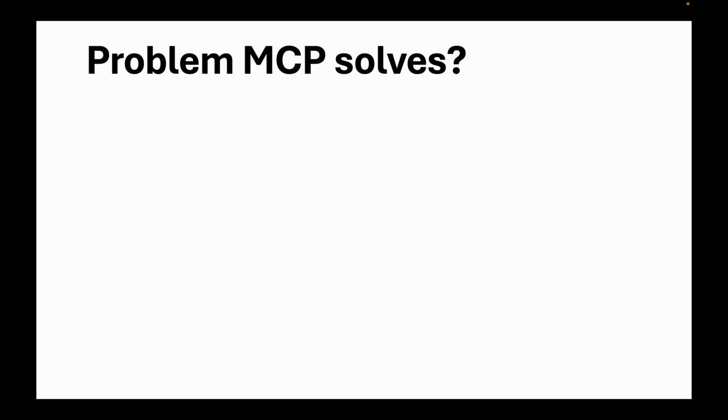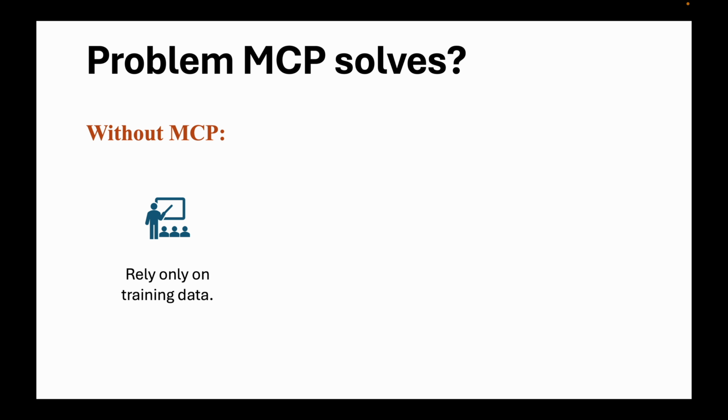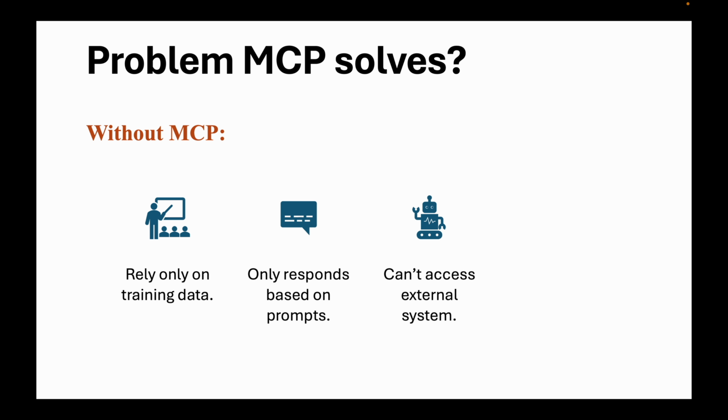The problem MCP solves. Now, let's clearly understand the situation without MCP first. Without MCP, AI relies only on the training data. It only responds based on the prompts. AI cannot access external systems. It cannot interact with tools and perform appropriate tasks. For example, if we ask, analyze our company's profit margin of this month, a normal AI model cannot perform this because it does not have access to our company's internal data.